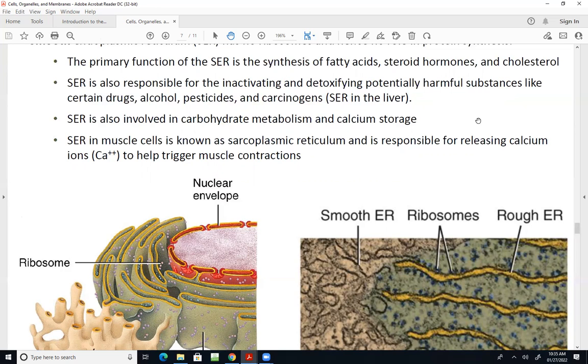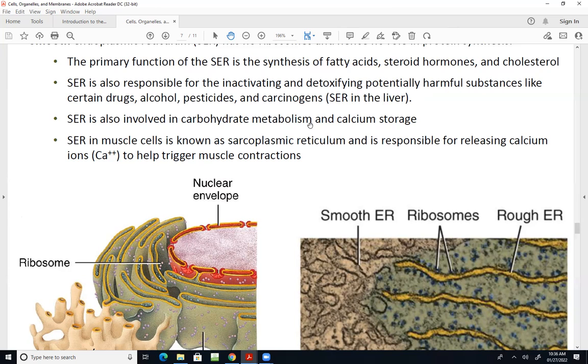It's a fancy term for a chemical that causes cancer. So obviously not a good thing. Things that we don't want in our body, but we become exposed to. So your SER cleans you up, basically, and it cleans up the cells, especially in our liver.